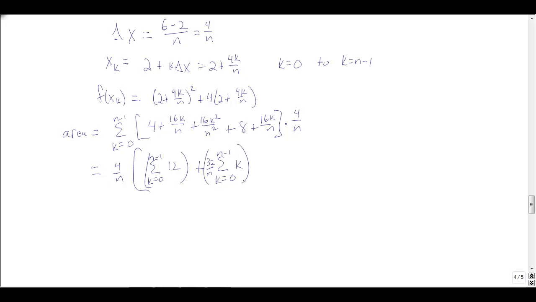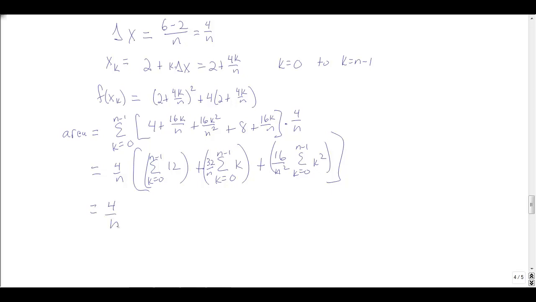So I get another term. And then the k squareds, I can pull the 16 over n squared out. But then I need my k squared term. So I get my formula. This should feel very much like what we've been doing, just with n's instead of a 20 or a 40 or maybe a 19 or a 39.